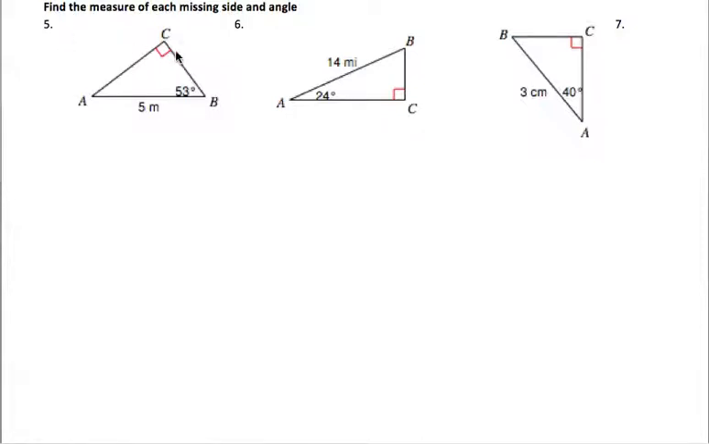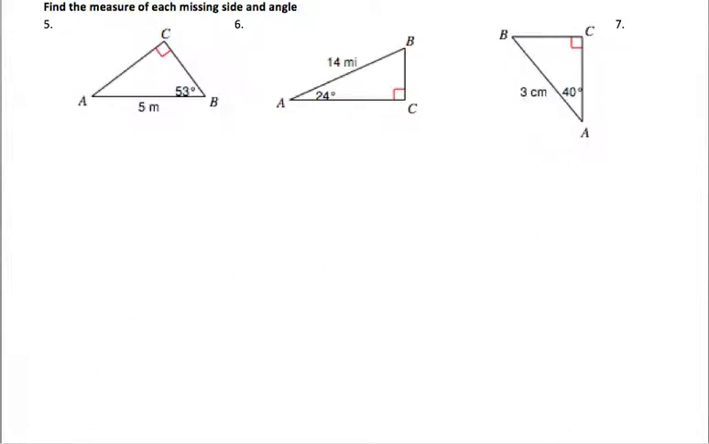Say, find the measure of each missing side and angle. So just to recap, finding missing sides and finding missing angles uses tools from this course. Sometimes we use law of sines, sometimes we use law of cosines, and sometimes we just use SOHCAHTOA.